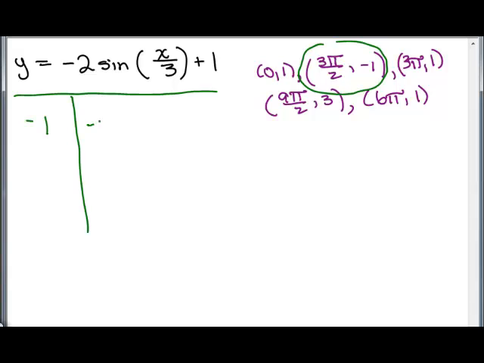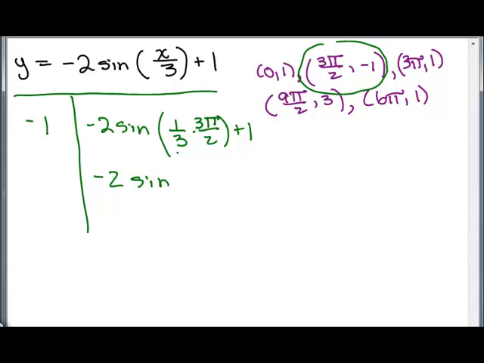And here we have negative 2 times the sine of, well, x over 3 is 1/3 times x. And what am I putting in for x? 3 pi over 2, and then we have plus 1. And let's just actually do the computation.